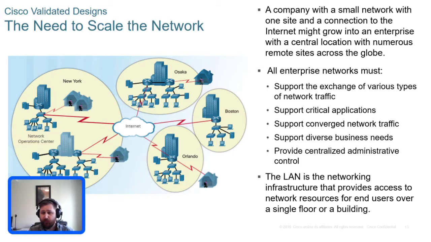We have to be able to support critical applications. When we talk about critical applications, we're discussing your business critical applications. These are the things that have to be running in order for your organization to actually work. It also has to support converged network traffic. Again, that ties back to our first item, where we're talking about the various types of network data. And it has to support diverse business needs. Everyone has something that they need to be able to do.